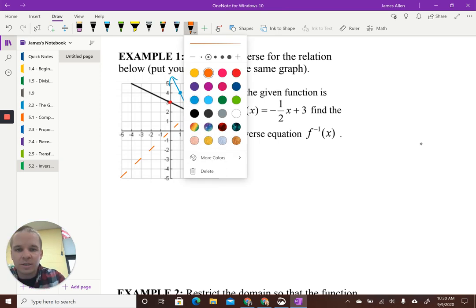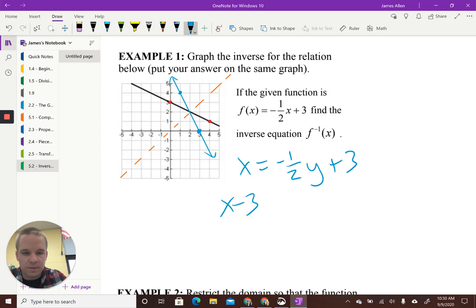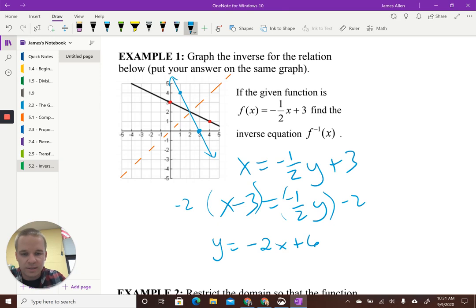Now let's find our equation of this. So the first step here is to switch my x and y's. So I'm going to have x equals negative 1/2 y plus 3, right? And now I'm going to resolve for y. So I'll subtract 3. So I'll have x minus 3 equals negative 1/2 y, and then divide by negative 1/2, which is the same as multiplying by negative 2 on each side. And I'm going to switch this around. y equals negative 2x plus 6. So f inverse of x is equal to negative 2x plus 6.